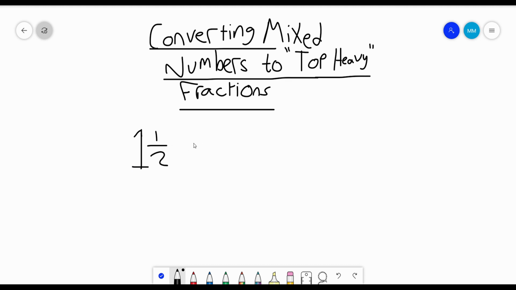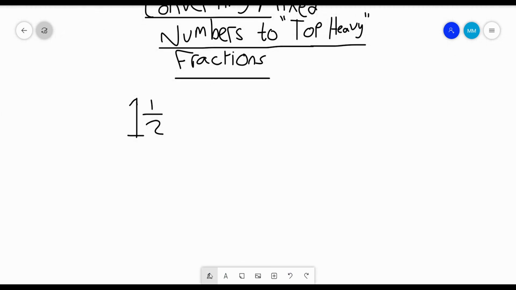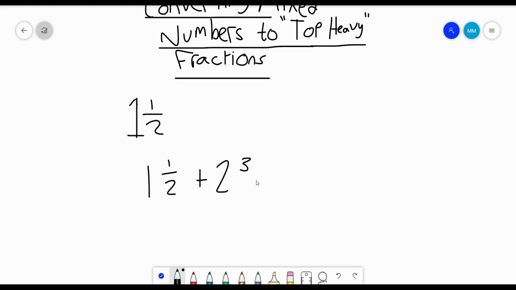Alright? When you see this, you can normally leave it, but sometimes you should convert them to top-heavy fractions, especially when you've got a question like this. 1 1/2 plus 2 3/4 equals. This is a mess, and before you do any adding of the fractions, you should convert them all to top heavies.